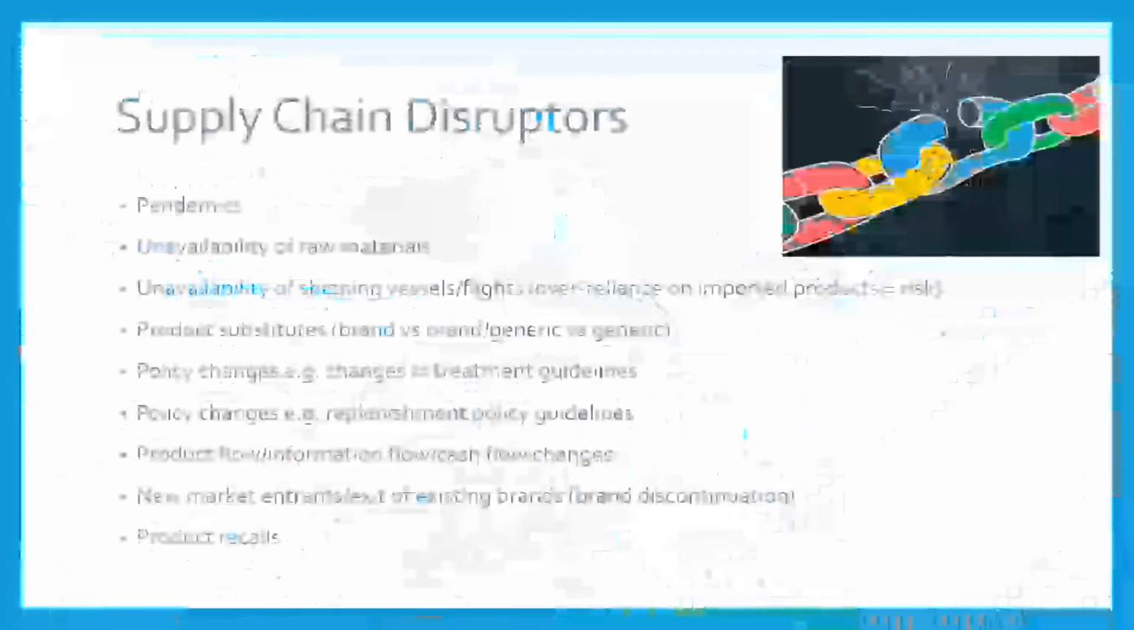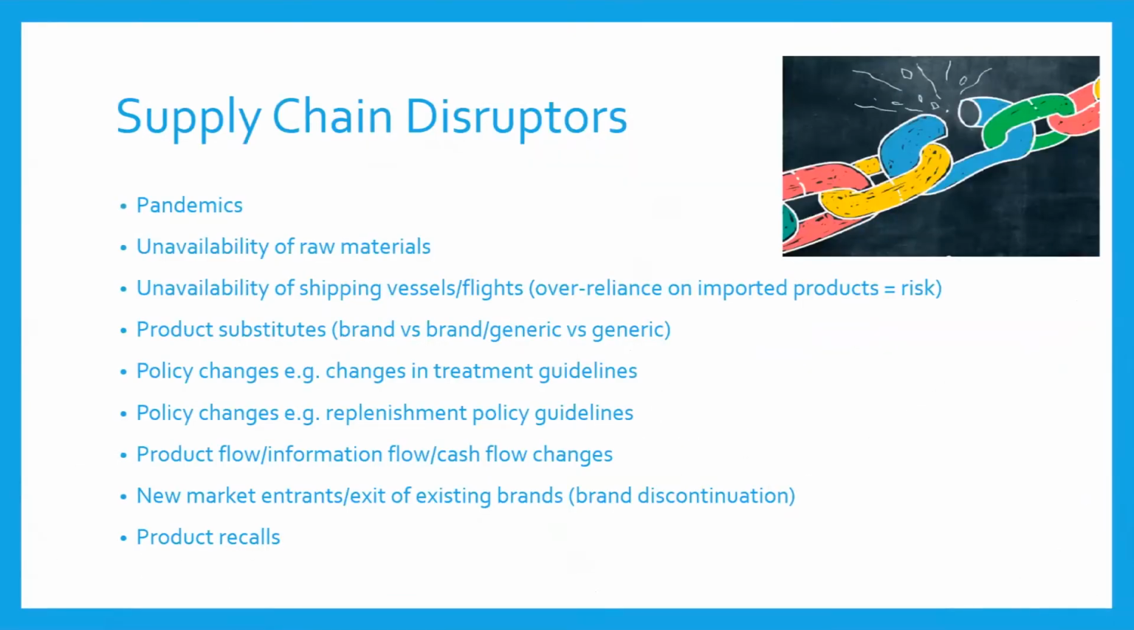So what are some of the supply chain disruptors? Of course, there was the pandemic itself. If raw materials are not available, it means you can't make a product. So you can't avail the product to the client. So that means you can't meet the client needs. What we saw during the pandemic was unavailability of either shipping vessels or flights.